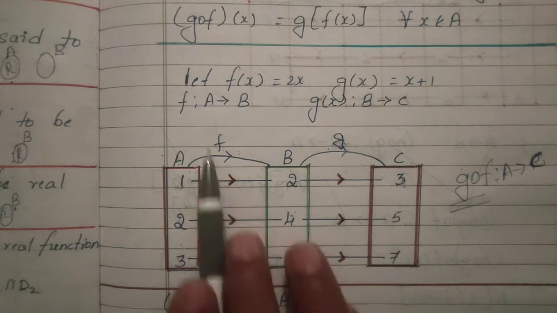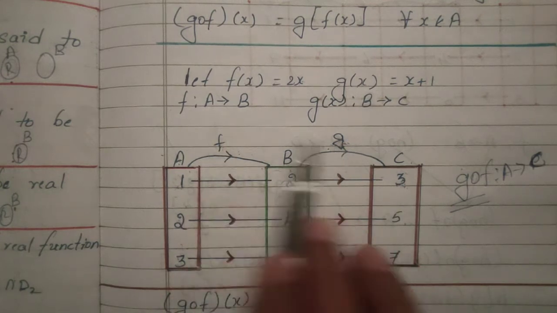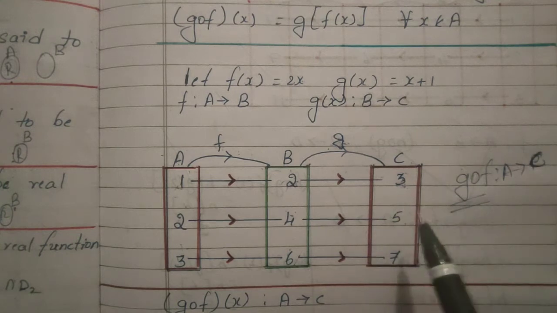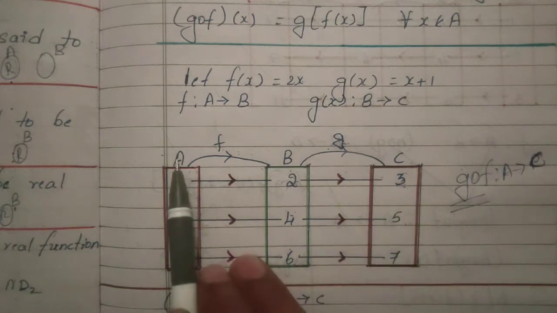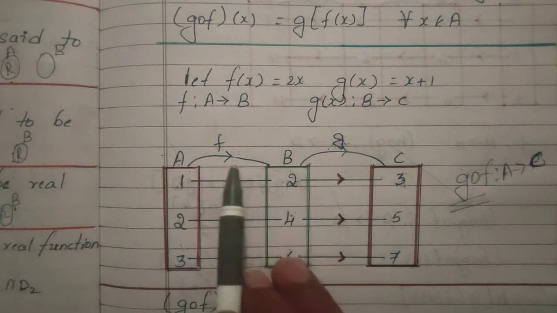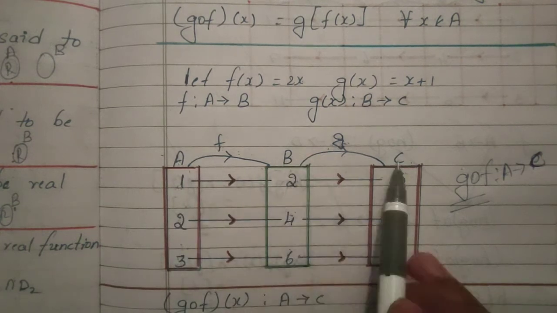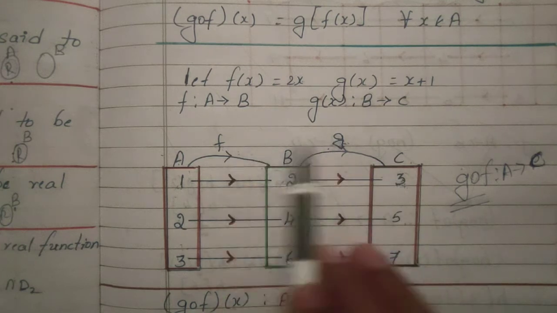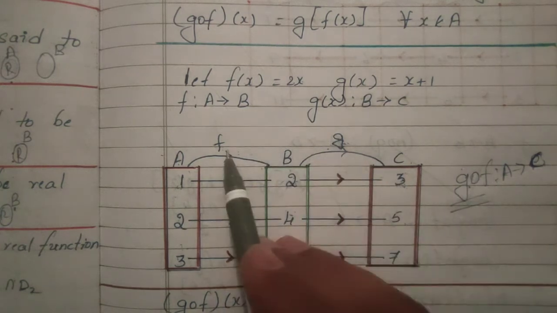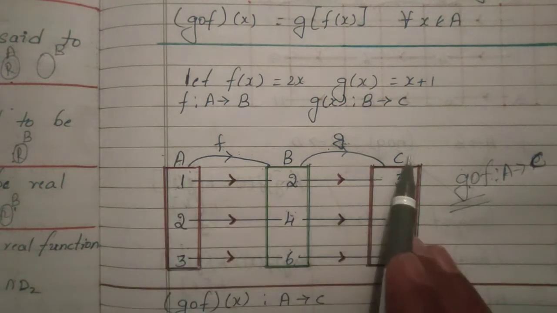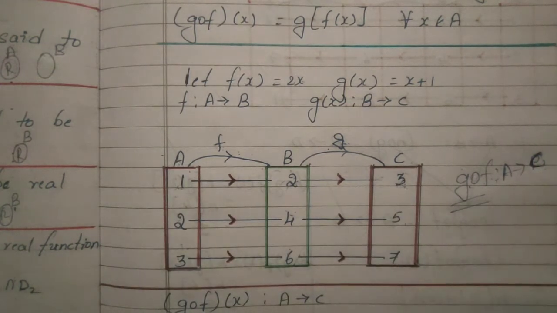Okay? This is how two different functions are combined. F is a function from A to B, G is a function from B to C. When we combine these two functions, that is denoted by GOF, meaning from A to C relation we are telling. Okay? Let me give an example.